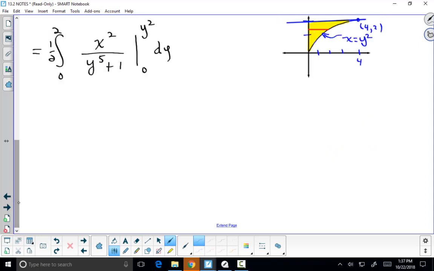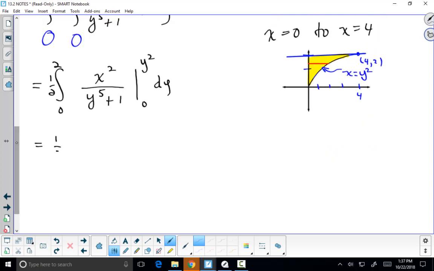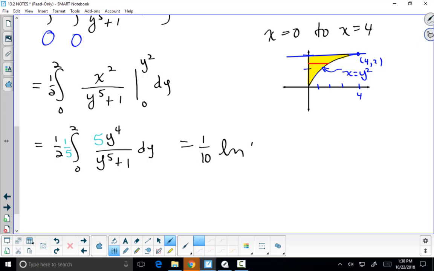And when we do that evaluation, then we have a perfect situation for logarithm. Because now we get y to the 4th over y to the 5th plus 1. It's almost in log form. To force it to be in log form, what do we multiply the top by? 5. And then we have to multiply the denominator by 5 on the outside. Now it's in log form. So now we can jump right to our answer. That's going to be 1/10 natural log of the absolute value of the denominator, evaluated between 0 and 2.